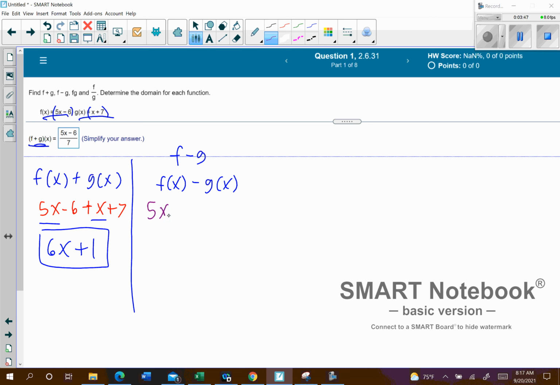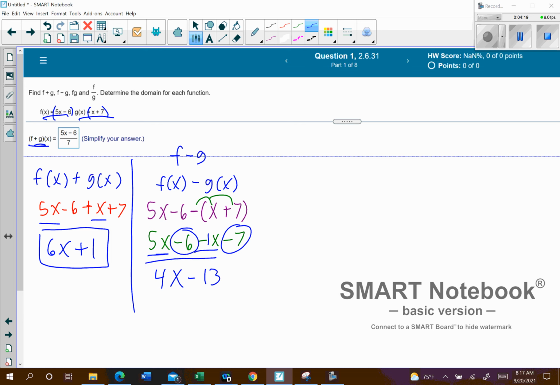So we're going to have 5x minus 6, and then minus, and then put parentheses, x plus 7. We will need to distribute that minus sign right there. So now we end up with 5x minus 6 minus x, and then a minus 7. 5x minus 1x is 4x. And then take away 6, take away 7. Together, that's take away 13.